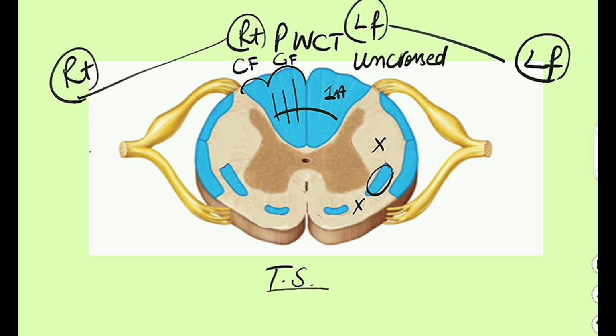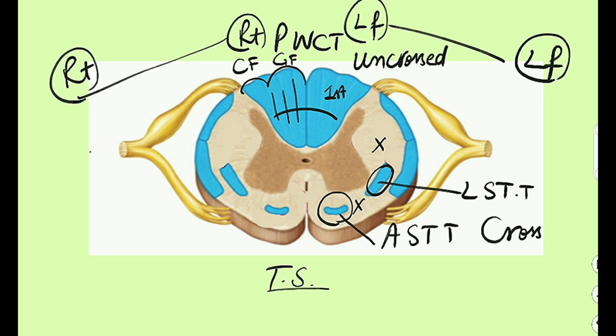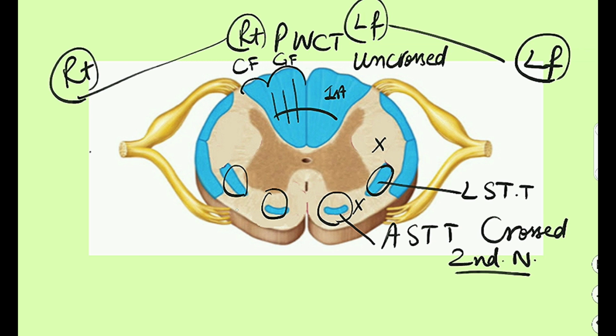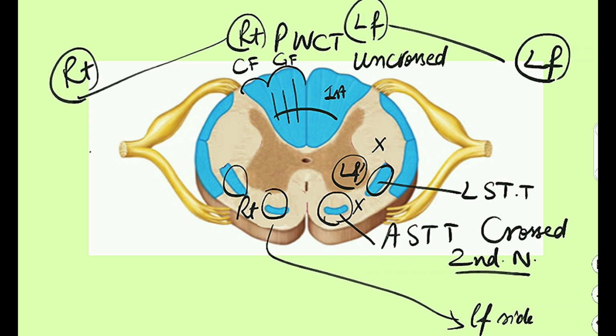In the lateral white column, we have got this lateral spinothalamic tract, and over the anterior white column, we have got this anterior spinothalamic tract. Both of these tracts are crossed, and the neuron that is present in this tract is the second order neuron. When these are crossed tracts, this means that the tracts present over the right side has got information from the left side of the body, opposite side of the body, and tracts present on the left side has got information from the other side, the right side of the body.